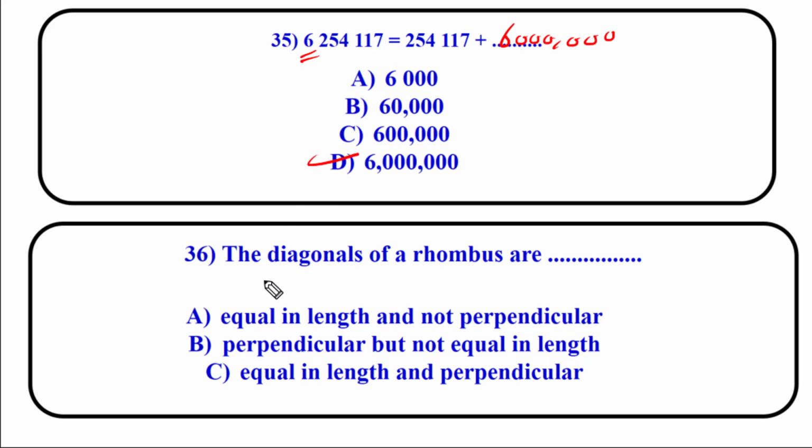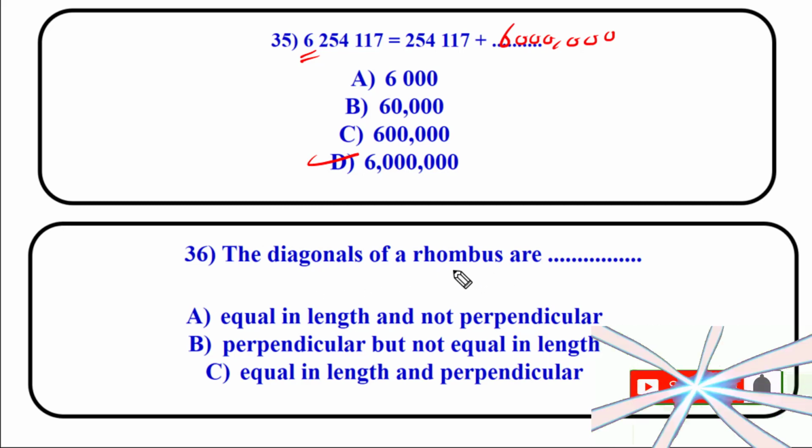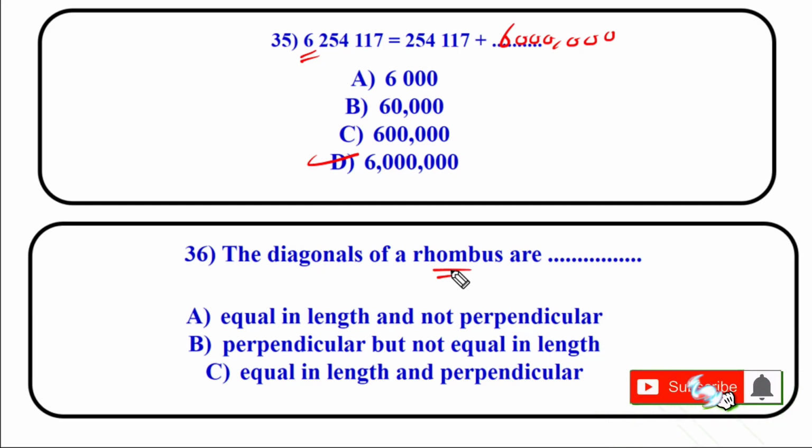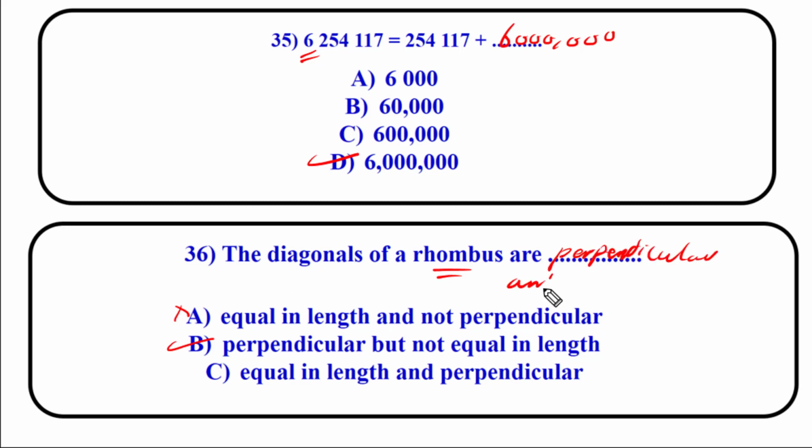Number 36, the diagonals of the rhombus are what, guys? Yes, they are perpendicular and not equal in length. We studied before. Choice A, equal in length, is not correct. Choice B, perpendicular but not equal in length. So the correct answer is B. So the diagonals of the rhombus are perpendicular. Don't forget, perpendicular and not equal in length.